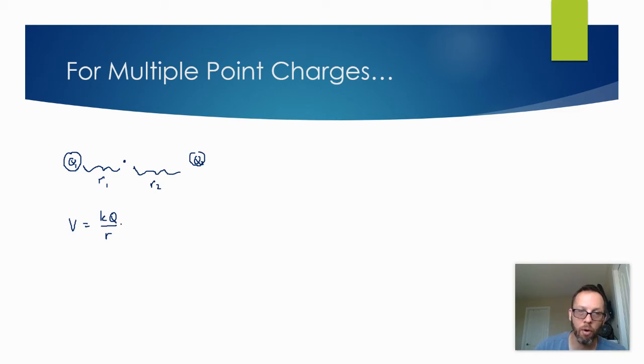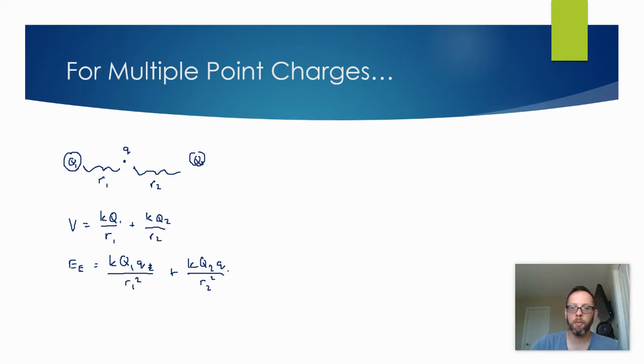Well, it's actually pretty straightforward. You just find the individual potentials and add them together. So you just do kQ1 over R1 plus kQ2 over R2. And for as many point charges as you have, you can just add those voltages together. And it's the same thing with electric potential energy. If you wanted to know what the electric potential energy is if I got a little charge Q in there, you just find the electric potential energy between the first two, and then you find the electric potential energy between the other two, and then you add them together.